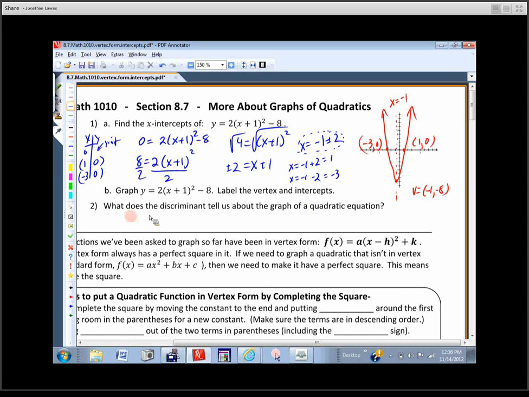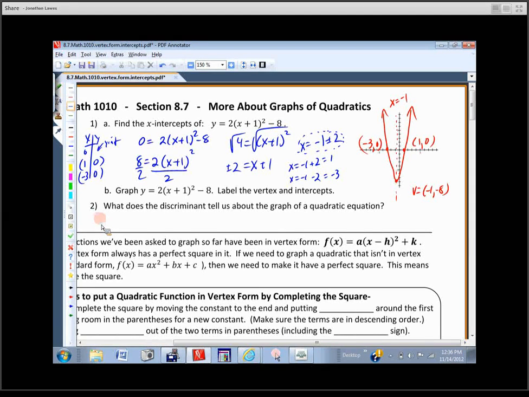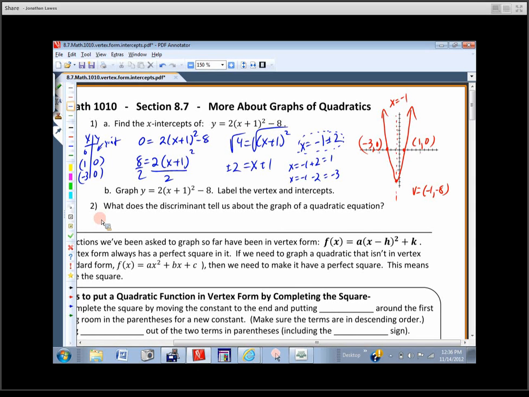And then the next question here, it says, what does the discriminant, not that we have to figure that out on this particular problem, but it might come in handy. What does the discriminant tell us about the graph of the quadratic equation? Barker. How many x-intercepts it has. Okay. So how many times it crosses the x-axis.